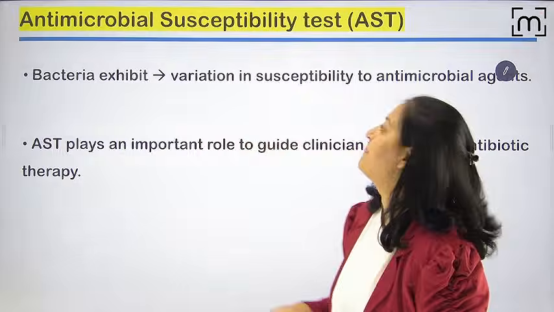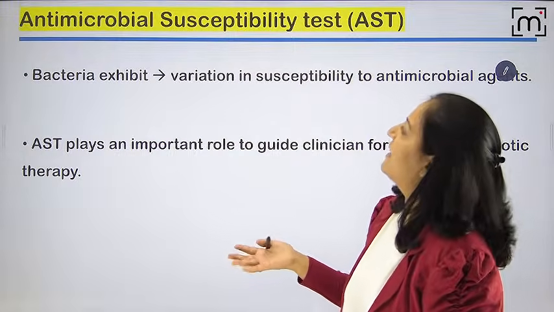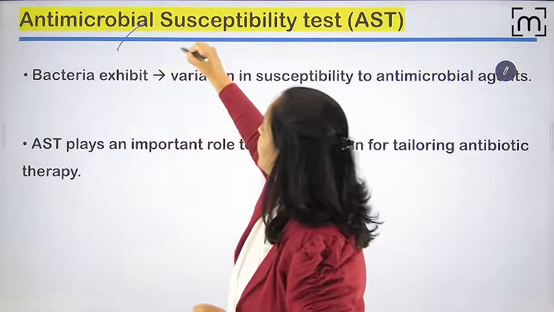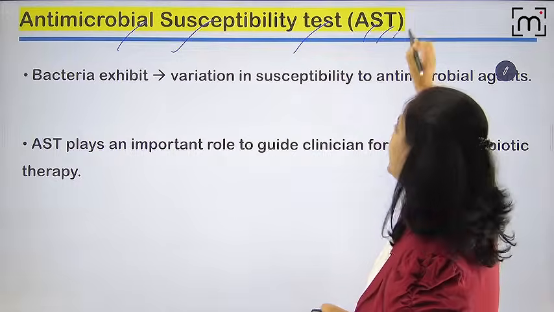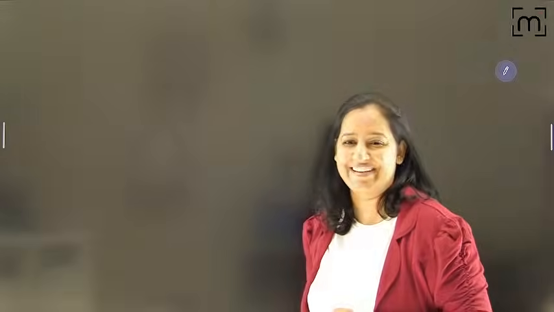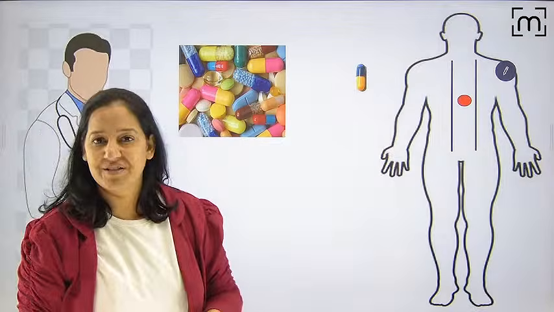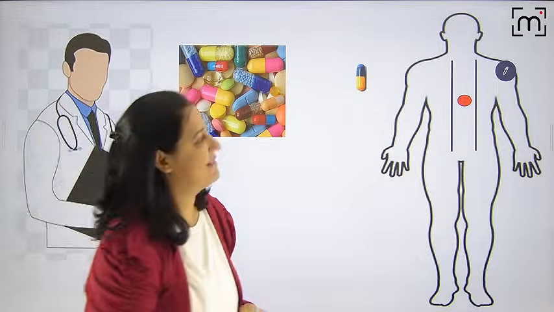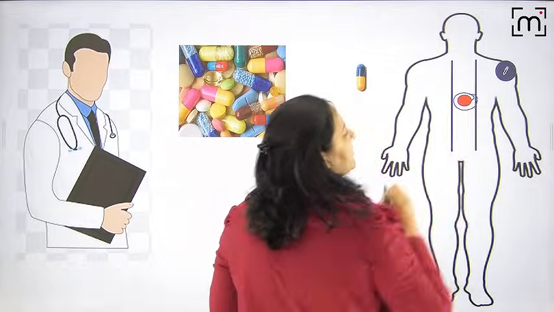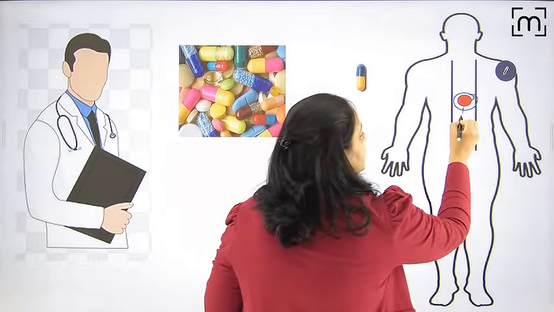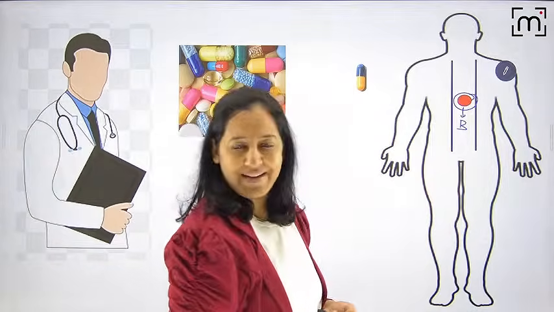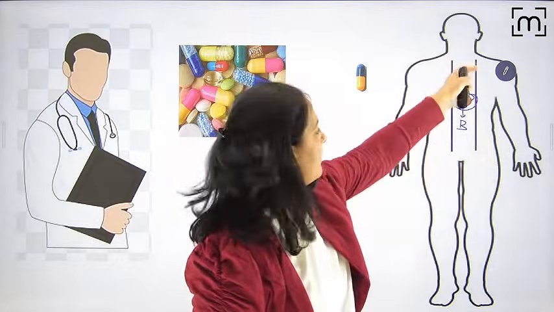Come back. So here, the next topic is the antimicrobial susceptibility test, known as AST. What is AST? Everyone here, we all are doctors, right? This is my patient. This is the organism present in my patient. Suppose it is a bacteria only. It is one of the bacteria causing infection in my patient.